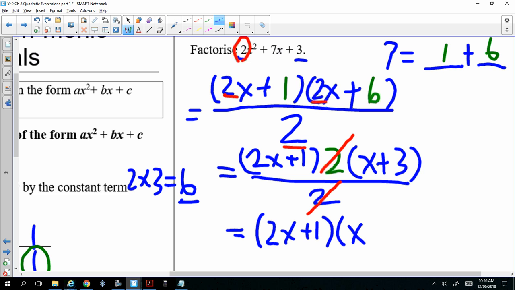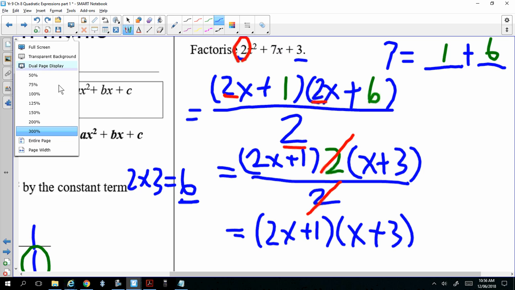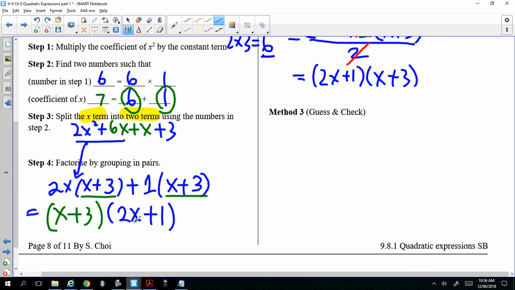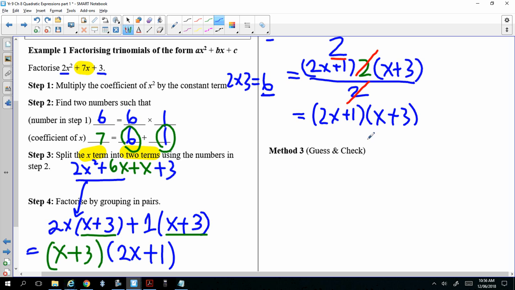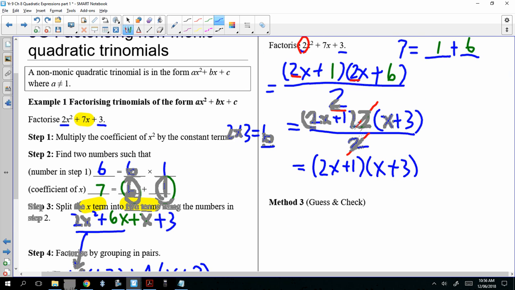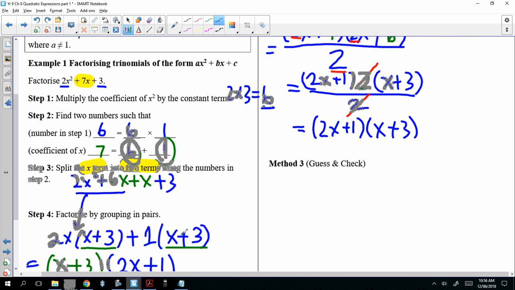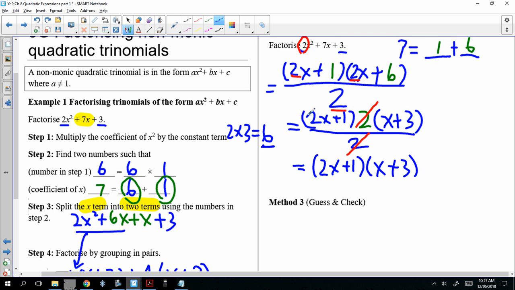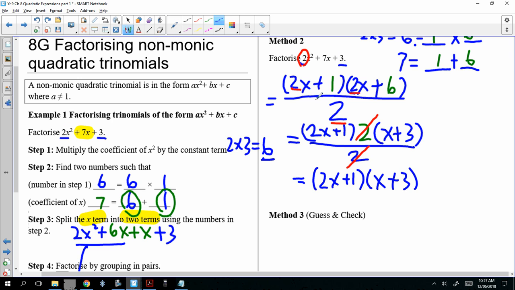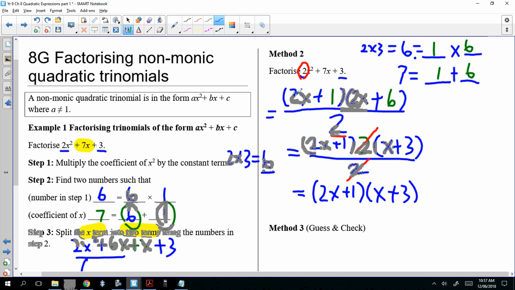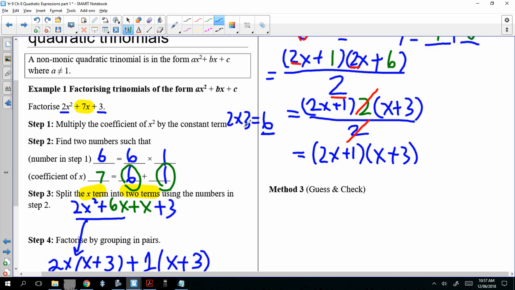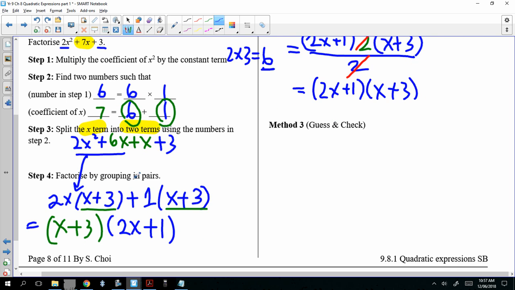Is that the same answer as before with the splitting method? Same answer, right? So which one you prefer really depends on your taste. Some people don't like factorizing. Some people like grouping pairs. Up to you. So who likes method 2? Maybe method 2? Yep. Who likes method 1? Yep. So you can use either method in the exam.